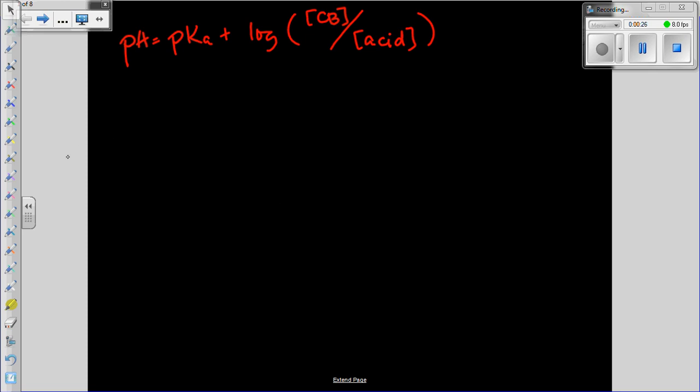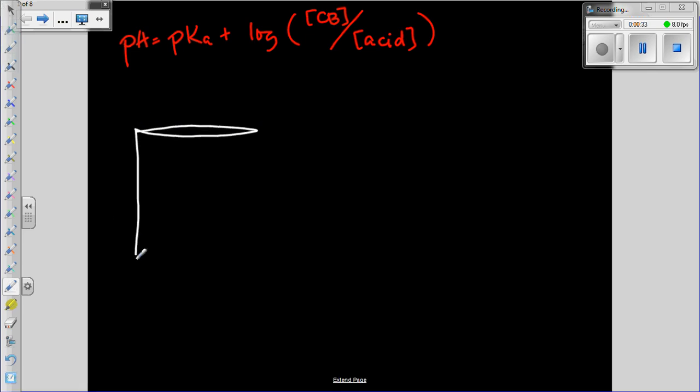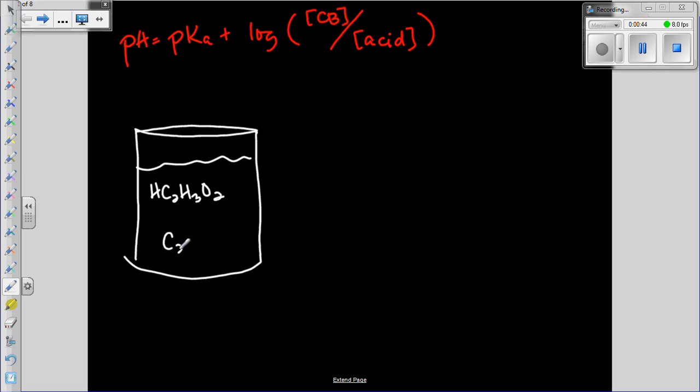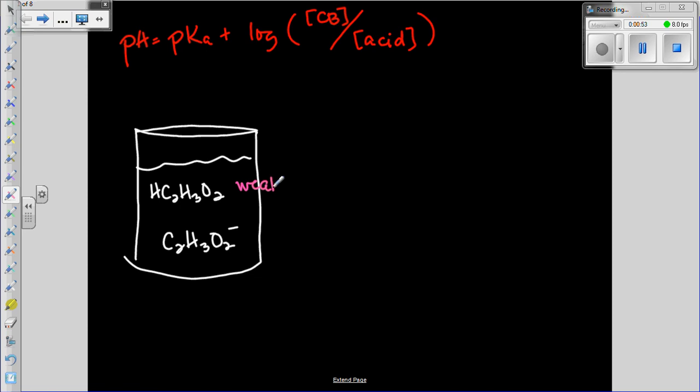Okay, so let's start with buffering capacity. So in terms of buffer capacity, let's say we've got some buffer. We could have, let's just do, acetic acid and acetate ion. So it could be sodium acetate. So we have our buffer, we've got our weak acid, and we have our conjugate base, which is really the salt.